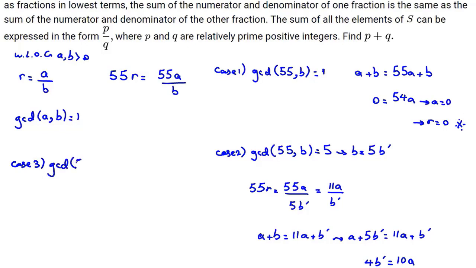If GCD of 55 and B equals 11, then B equals 11 B prime. This B prime is not the other B prime, so it's better to write B1. Then R equals 55A over, instead of B, we write 11B1. If you divide both numerator and denominator by 11, it will be 5A over B1.